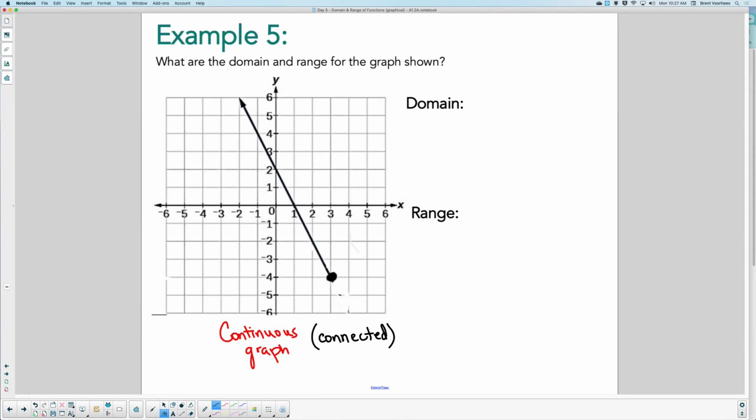Okay, so domain. Oh, one more thing. To help us out on domain and range, what do we write anytime we have to find the domain and range? Dr.